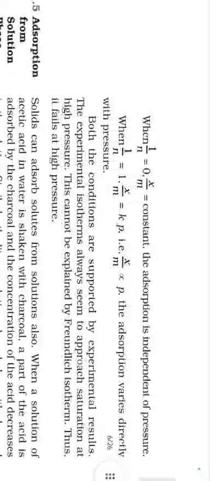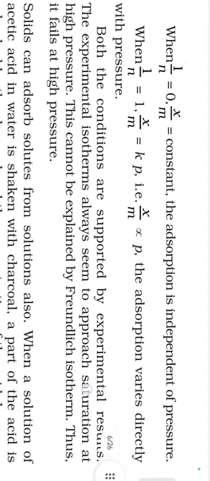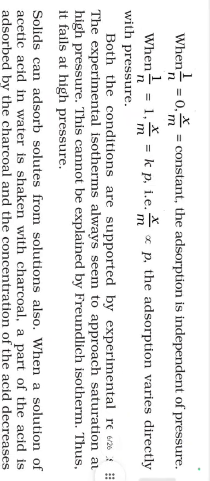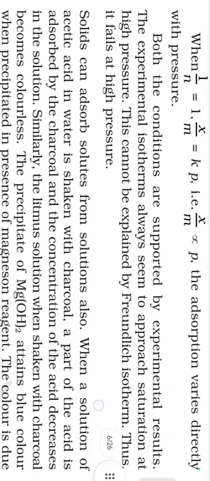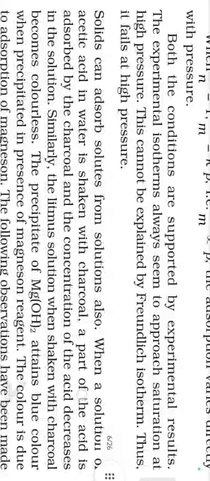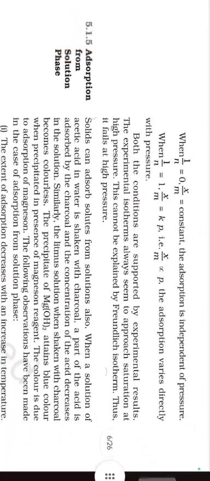When 1 upon n is equal to 0, x upon m is equal to constant, the adsorption is independent of pressure. When 1 upon n is equal to 1, x upon m is equal to kp, that is, x upon m is directly proportional to p, the adsorption varies directly with pressure. Both the conditions are supported by experimental results. The experimental isotherms always seem to approach saturation at high pressure. This cannot be explained by Freundlich isotherm, thus it fails at high pressure.